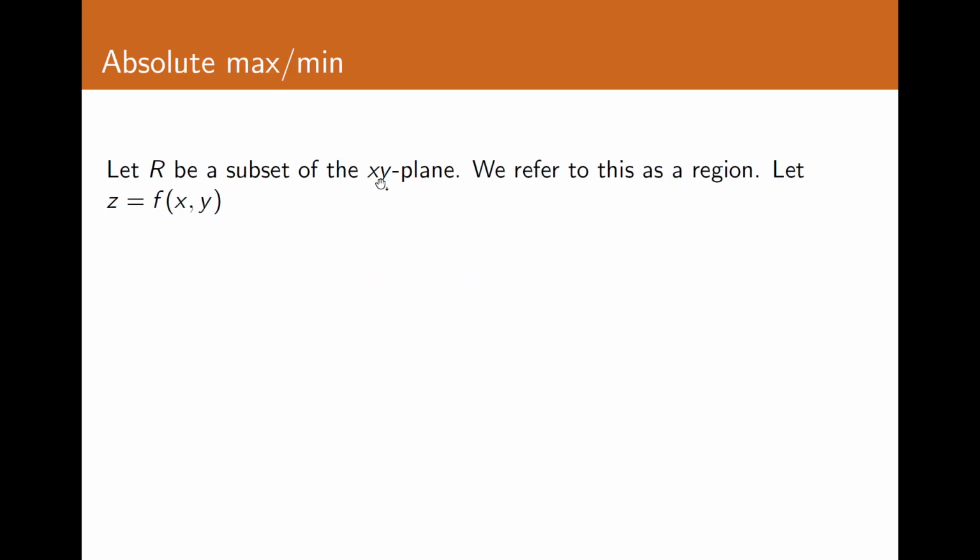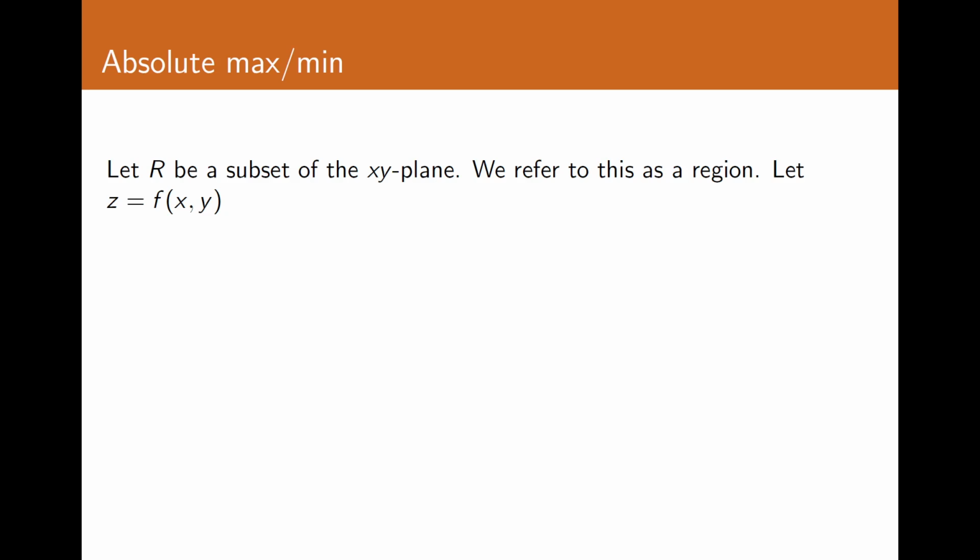So as in the case of functions of a single variable, on certain regions we're guaranteed to have an absolute maximum and an absolute minimum. For functions of a single variable, if we had a closed interval and a continuous function on the closed interval, the extreme value theorem told us we always had an absolute maximum and an absolute minimum.